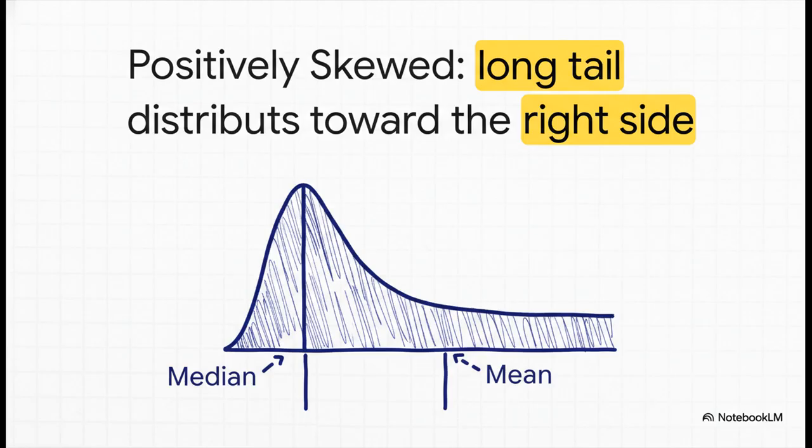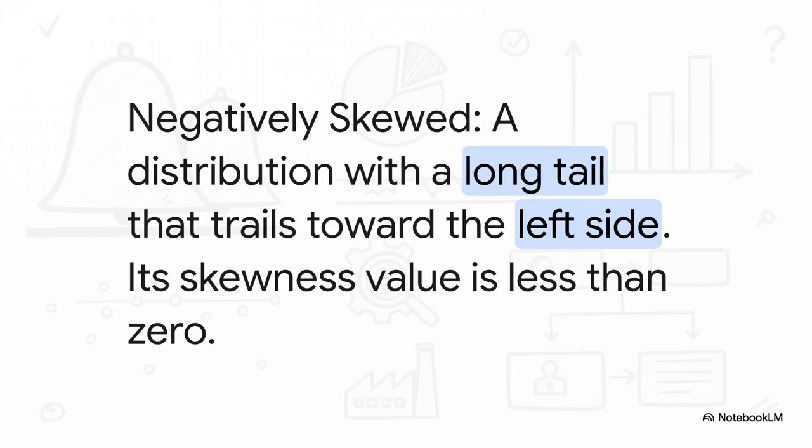What causes that? Usually it's a few really high values. Think about a couple of customer service calls that took way, way longer than average. Those high values literally pull the mean, the average, over to the right. And yeah, you guessed it, the opposite can happen too. A negative skew has that long tail going off to the left.